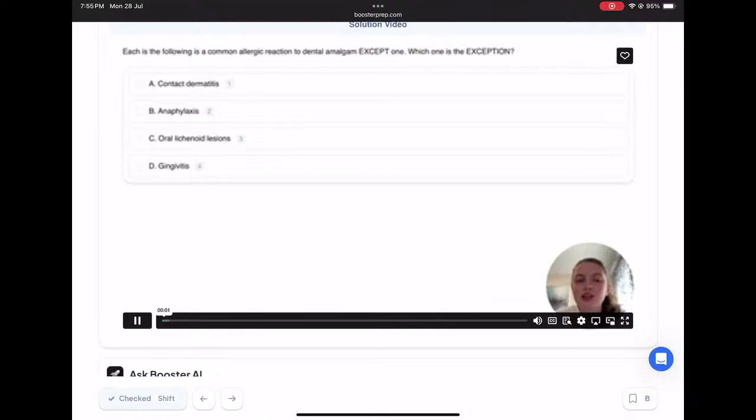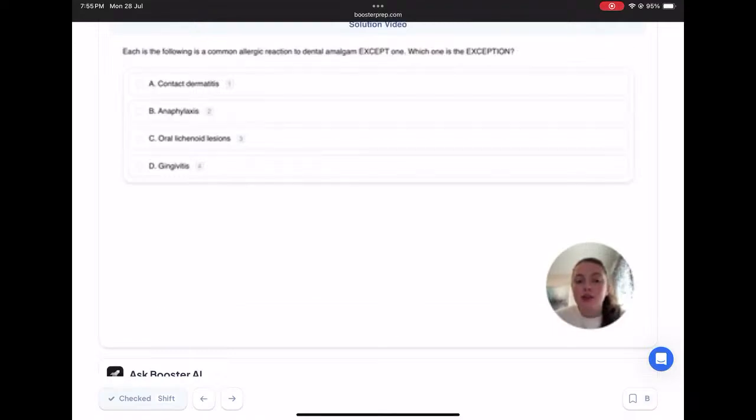This question is asking, each of the following is a common allergic reaction to dental amalgam except one. Which one is the exception? Contact dermatitis, anaphylaxis, oral lichenoid lesions, or gingivitis. So that means 3 of these are common allergic reactions and 1 is not.